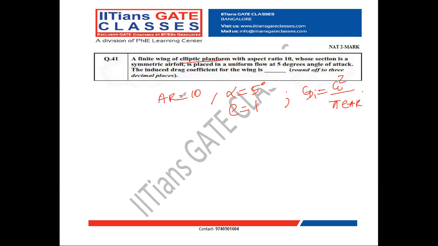For a finite wing, A naught, the lift curve slope, is equal to 2 pi. Lift curve slope for a symmetrical airfoil or any airfoil is equal to 2 pi according to thin airfoil theory. So the lift curve slope for an infinite wing is equal to 2 pi. The lift curve slope for a finite wing is given as A equal to A naught divided by 1 plus A naught by pi E AR.